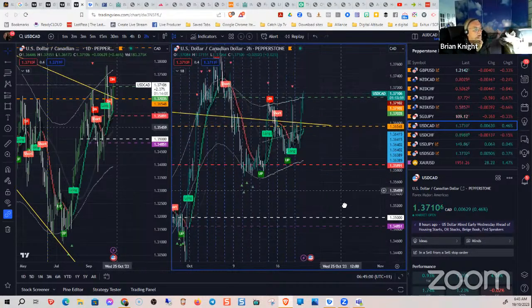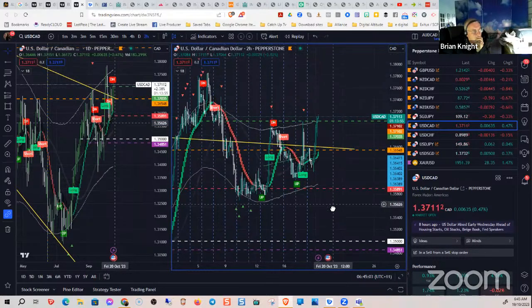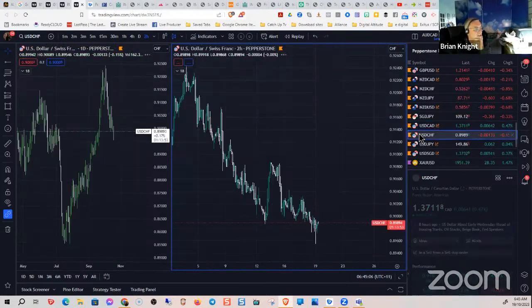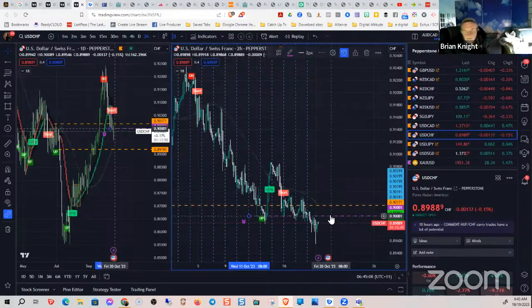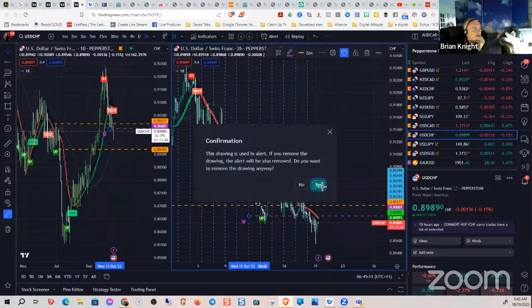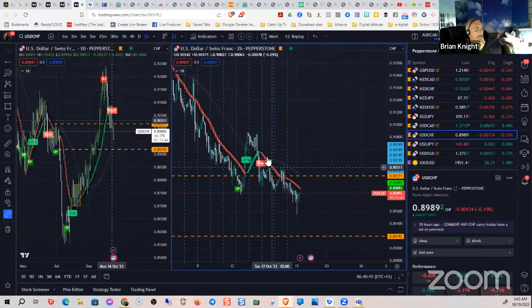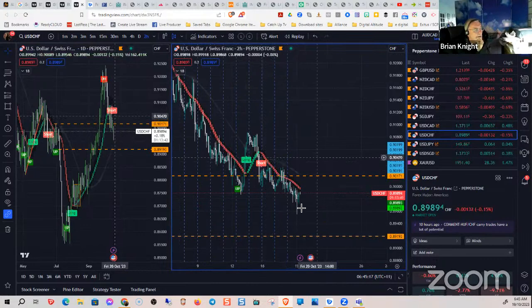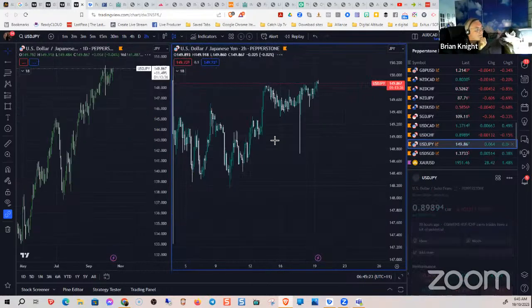Will this continue the long? Messy in it. USD CHF again. Short on that. Wait for the pullback. Get into the sell again.